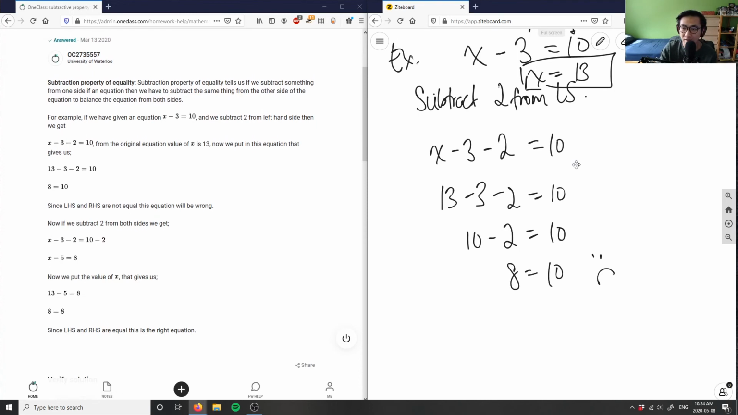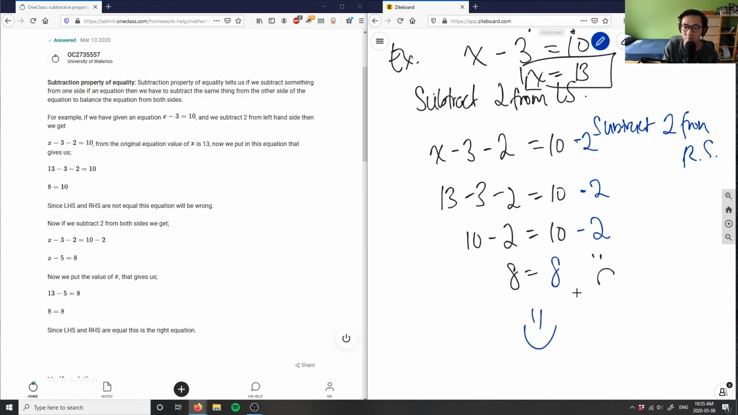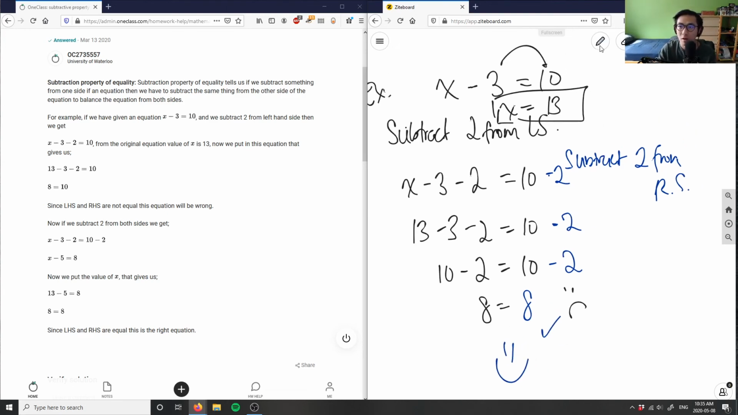However, if I also subtract 2 from the right side, then I get minus 2 here and minus 2 there, and 10 minus 2 equals 8, so 8 equals 8. This is now good, a great equation. It means our algebra works. So we need to subtract 2 from the left side and subtract 2 from the right side.